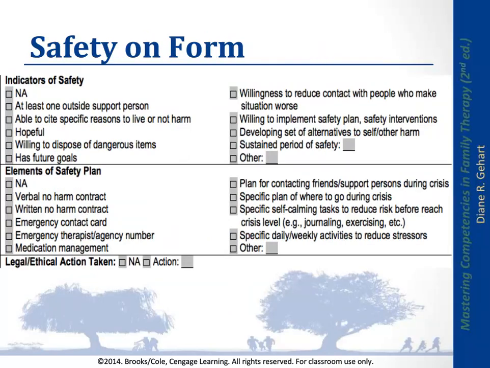So in terms of documenting safety in a safety plan, this form has a lot on it to help guide you. It has indicators of safety, and these are things where you can identify some indicators of safety as well as risk, and then elements of the safety plan that you've actually negotiated. So a verbal no harm contract versus a written one, an emergency card. So you can see there's several options here for how to put together a safety plan.